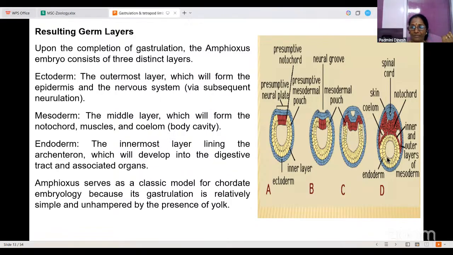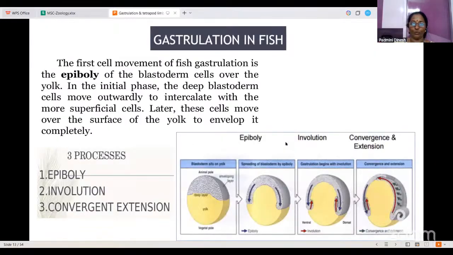And the endoderm, the one that is going to be in the center, the yellow color cells, these are the innermost layer lining the archenteron, which is going to develop into the digestive tract and associated organs. So Amphioxus serves as a classical model for chordate embryology because its gastrulation is relatively simple and unhampered by the presence of the yolk. So there is nothing happening, simple gastrulation, and this serves as a classic model for gastrulation.